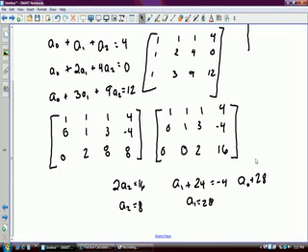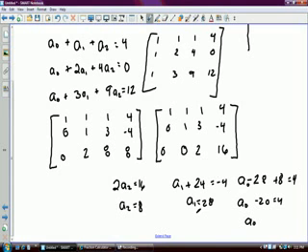Did I make a mistake somewhere here? I feel like I must have... A1 is negative 28. I just made a mistake right there. Let's just get rid of all that. So it's A0 minus 28 plus 8 equals 4. So A0 minus 20 equals 4.